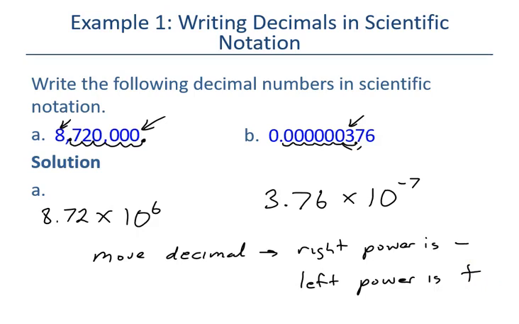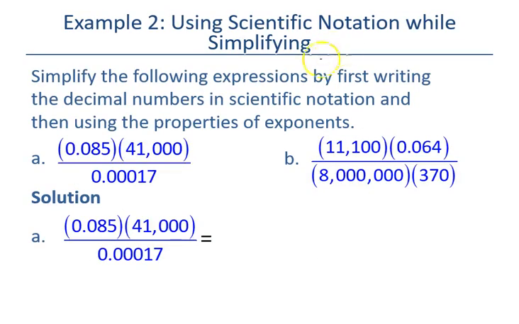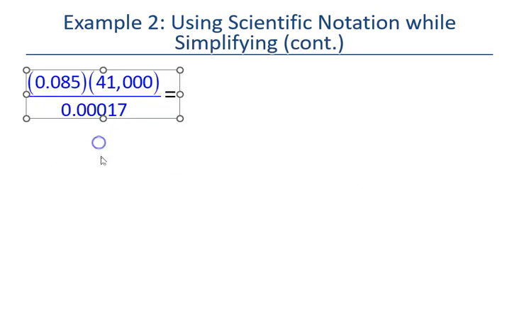Let's look at some more here. Simplify the following expressions by first writing the decimal numbers in scientific notation and then using properties of exponents. Technically, could you just work all this out in your calculator? Yes. But, sorry, not going to make that easy on you. So let's look at the first one, and I'm going to rewrite this on a blank page so we can look at it a little better. Let's start changing everything to scientific notation.